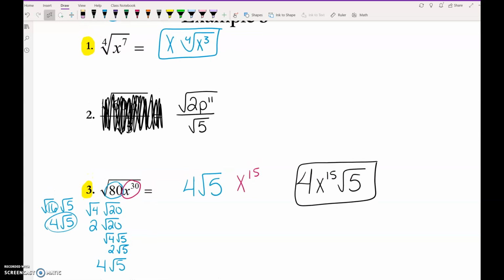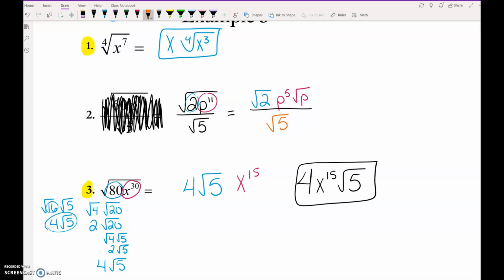Okay, I made a revised number 2. The square root of 2, there's nothing on the perfect chart smaller than the square root of 2, so it's going to stay the square root of 2. How many groups of 2 are there in p to the 11th? 5 of them, with 1 left over. And on the bottom, we can't simplify the square root of 5. The square root of 5 is still going to be the square root of 5.